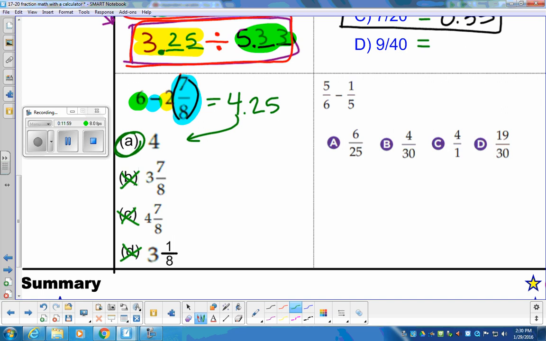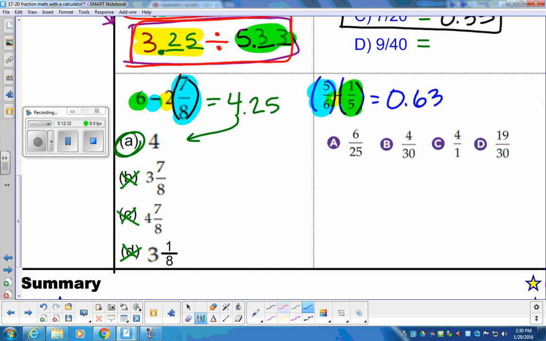Okay, group, last problem of the day. Using your calculators, we're going to put parentheses around these. So I'm going to say parenthesis 5 divided by 6, parenthesis, sign in the middle is subtract, parenthesis 1 divided by 5, parenthesis. Put that whole sequence in. 5 divided by 6 minus 1 divided by 5 gives me 63 cents.